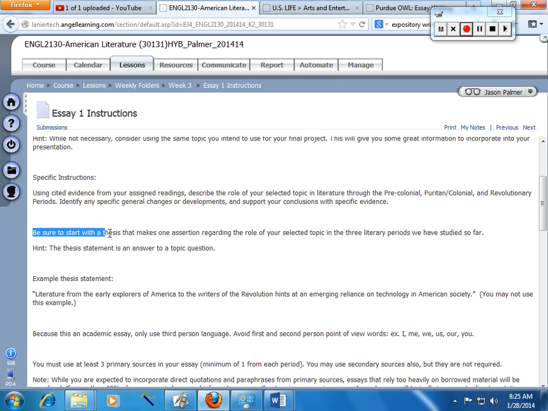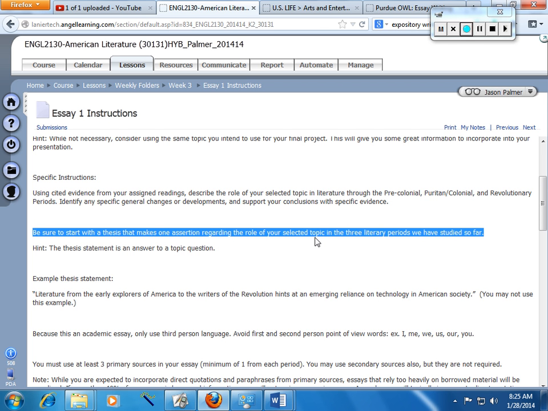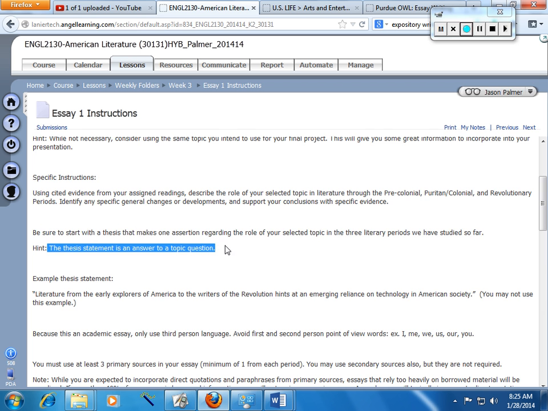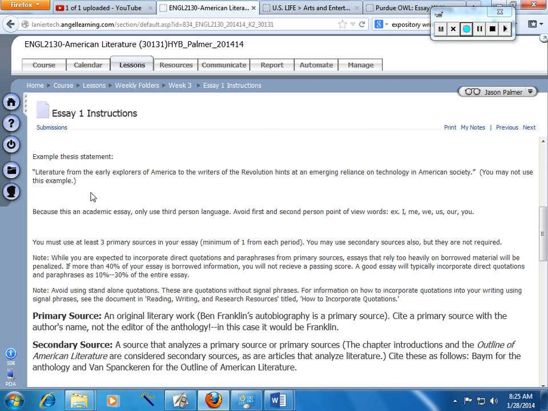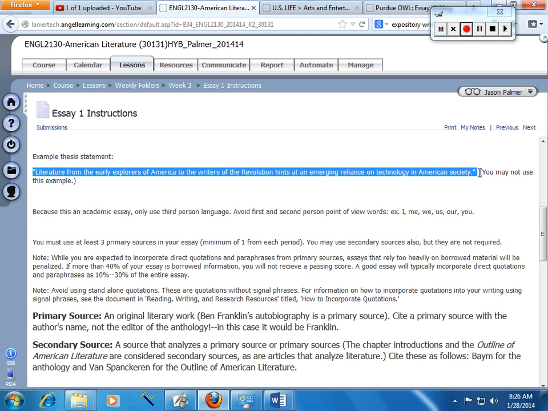It says be sure to start with a thesis statement that makes one assertion regarding the role of your selected topic in the three literary periods we have studied so far. Hint, the thesis statement is an answer to a topic question. All right, so here's an example thesis statement. Literature from the early explorers of America to the writers of the Revolution hints at an emerging reliance on technology in American society. All right, so this is about science and technology.